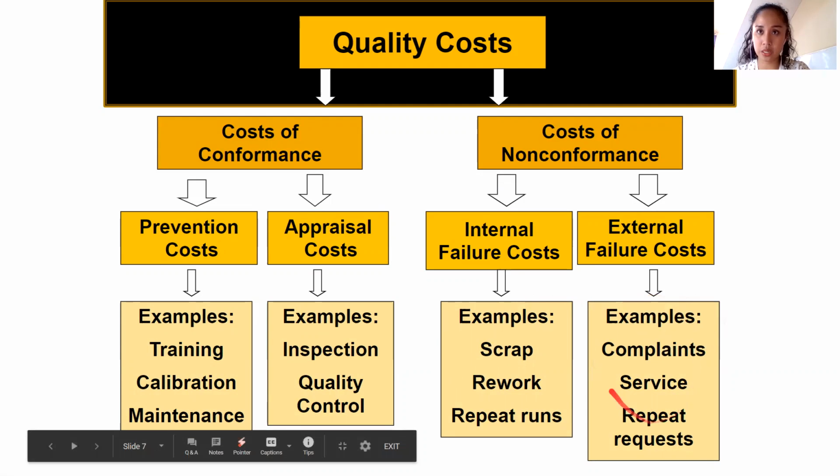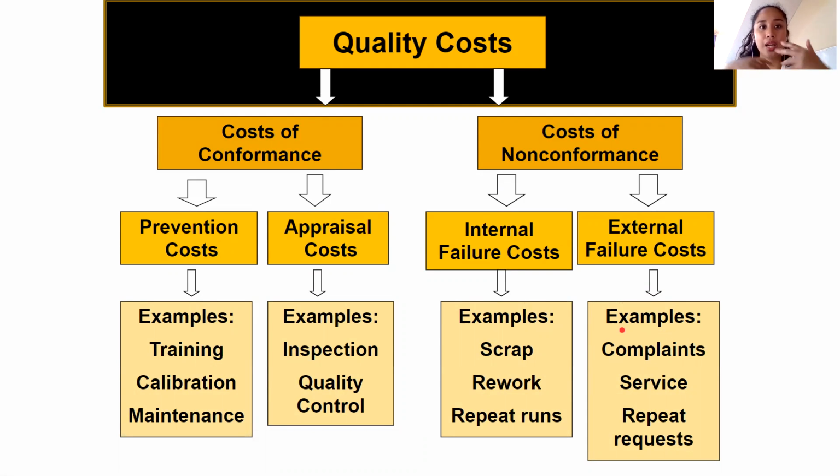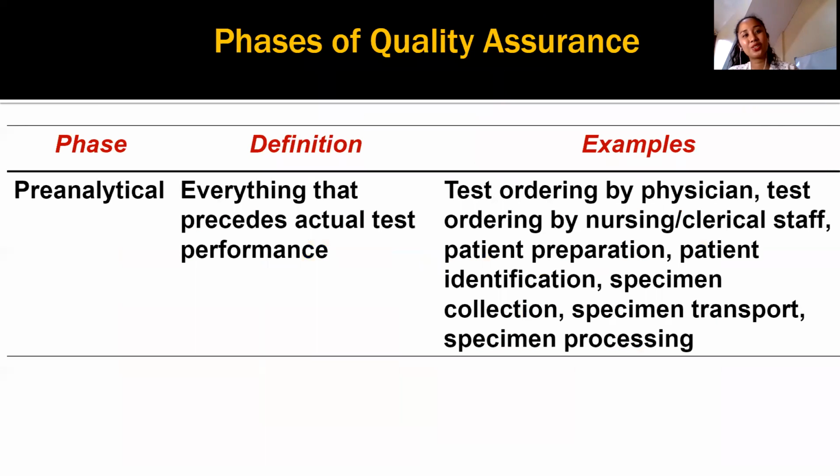External failure cost. What happens? Many complaints. So some people are losing trust in your laboratory, in your company. There are complaints in the service. Many complaints, a 1-star rating, and repeat requests. They make you repeat it. So class, non-conformance has more disadvantages. Class, maintaining quality is expensive for now. Actually, it's costly. But class, the cost if you didn't conform is more expensive. Death. Class, it can cause the death of patients.